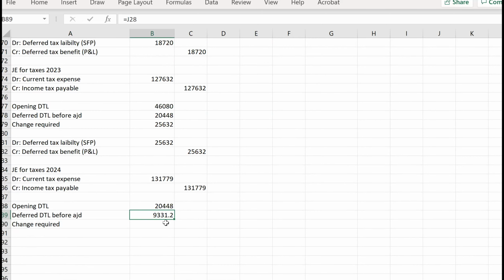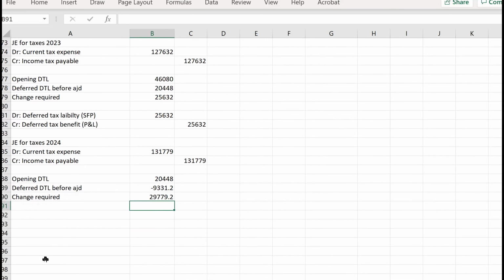And what's the change required? Well, the change is going to be, this is actually the opposite. So this is where we do want a negative. So we're saying we want it to be that. So now if we take this minus this, we need an adjustment now. We need it to actually increase to 29,779 is the entry that we require because we need to clear out the deferred tax liability, and in effect, it's going to become a credit balance, which is a deferred tax asset.